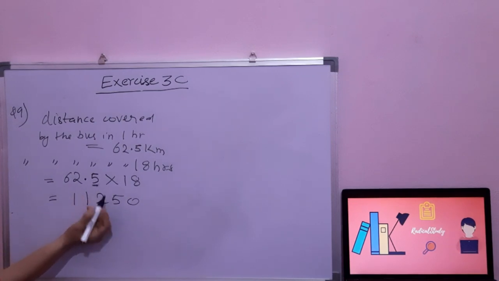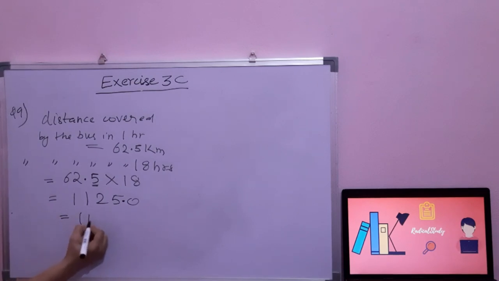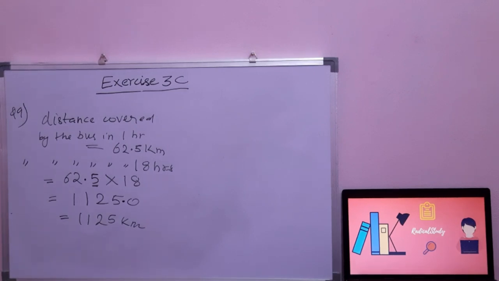So there is one decimal place. तो मैं एक नंबर के पहले पॉइंट लगाऊंगी. So the answer will be the bus will cover 1,125 kilometers of distance in 18 hours. So this is the answer of question number 9. Please note down, students.